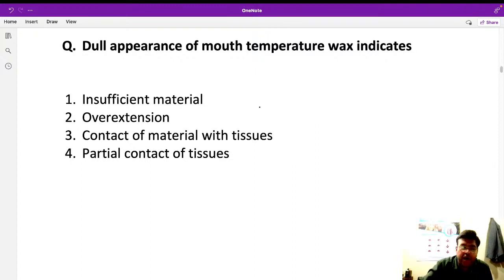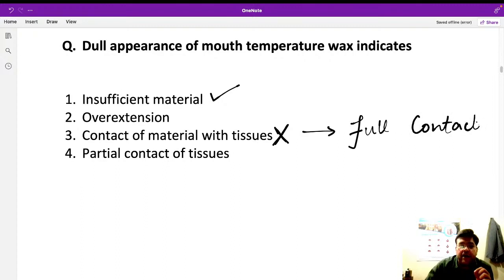So, if you carefully analyze this question, insufficient material is also correct. Contact of material with tissues is not correct. Why is this not correct? Because when they are specifically mentioning contact of the material, this means that it is talking about full contact of the material. They are talking about complete contact of the material, which in this case is going to be wrong, right? So partial contact is also correct. Insufficient material is also correct.